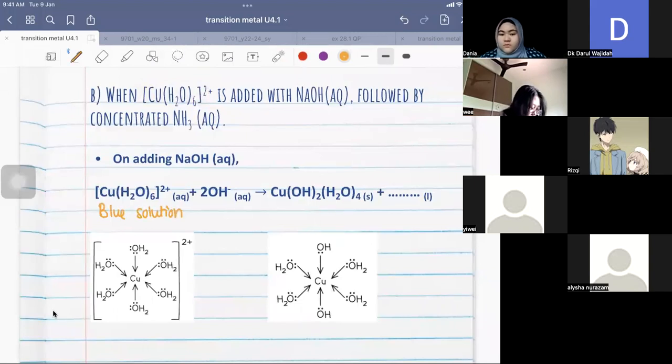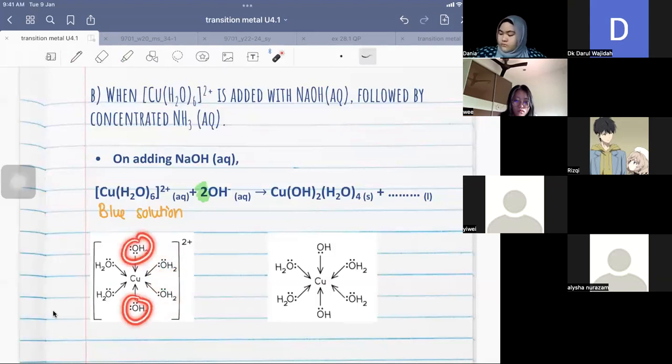When we add sodium hydroxide drop by drop, only 2 hydroxide ligands will substitute the water ligands. Okay, how do we know only 2? This is something that you have to remember. You have to memorize. Just like the ammonia previously, only 4 will substitute whatever ligand. So in this case, for hydroxide, only 2 hydroxide ligands will substitute any 2 of the water molecules. Whether you want to replace this and this, or this and this, it doesn't matter.